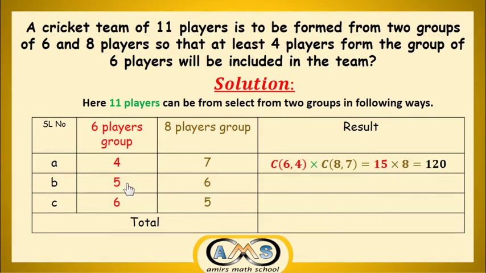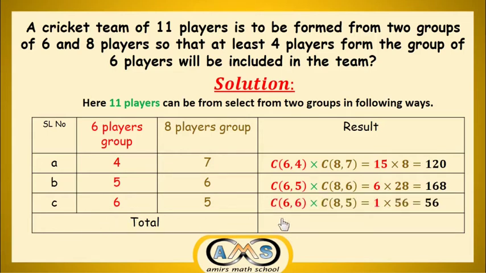For the second case, the value will be C6 5, that is, we have to choose 5 from 6, and C8 6, that is, we have to select 6 from these 8 players. And if we multiply these two, the value will be 168.